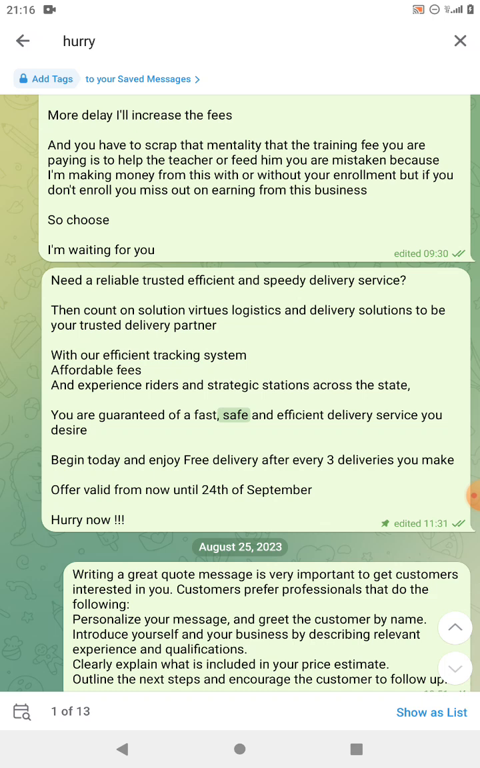Need a reliable, trusted, efficient, and speedy delivery service. Trusted, efficient, speed, good. Those are the things that they need. So you put it out to them. If this is what you need that defines the smooth running of your business, then you can count on Solution Ventures Logistics and Delivery Solutions to be your trusted delivery partner. Then see what we're telling you: with our efficient tracking system, affordable fees, experienced riders and strategic stations across the state, you are guaranteed a fast, safe, and efficient delivery service that you desire.